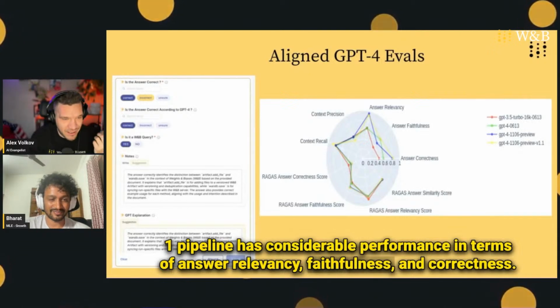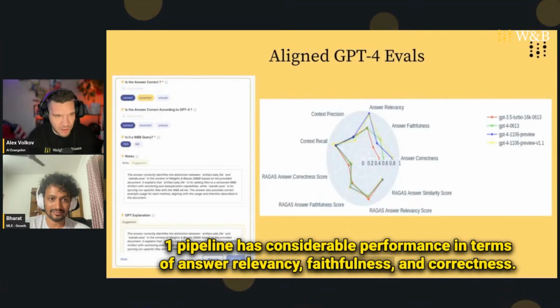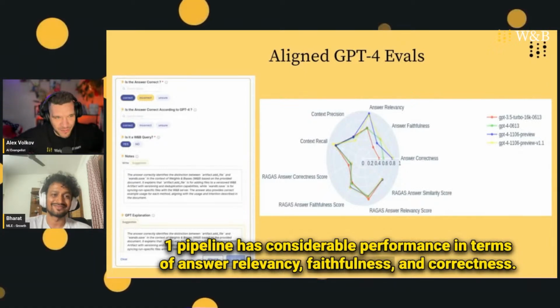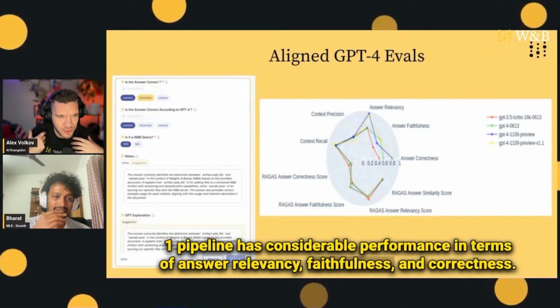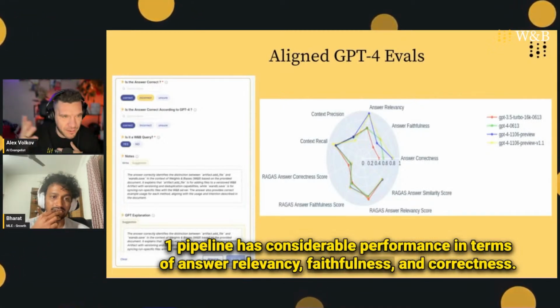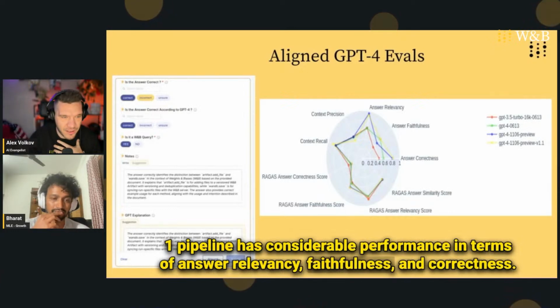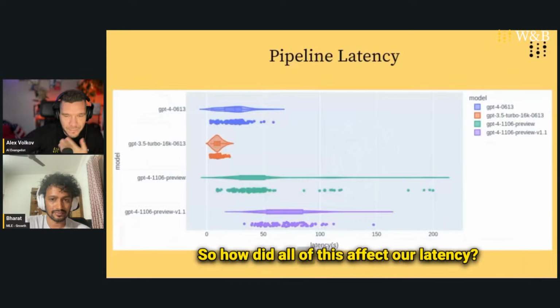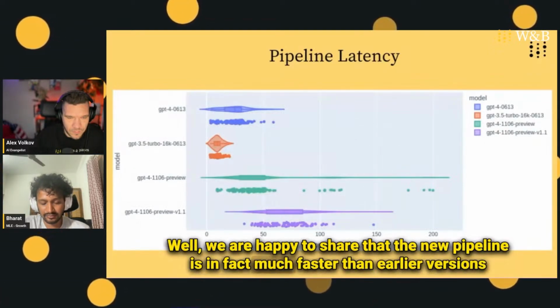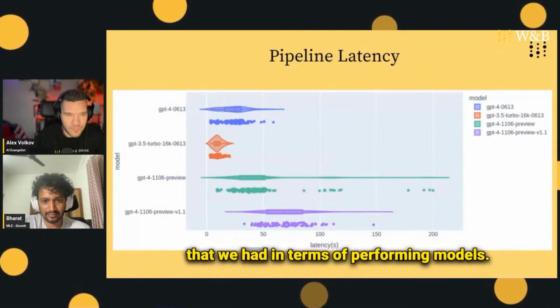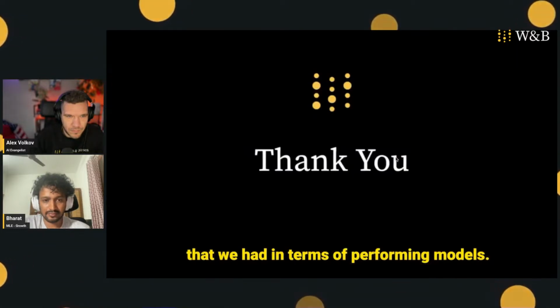Okay, so let's talk about latency. I think this is the biggest piece. Throughout this project we're doing a larger recap, because we're not only focusing on what you did for Build Week, as we obviously want to know about Onebot. Latency is a big thing. I know that I used our bot, for example, from the GPT, and sometimes latency was higher. Let's talk about how this improved. So how did all of this affect our latency? Well, we are happy to share that the new pipeline is in fact much faster than earlier versions that we had in terms of performing models.